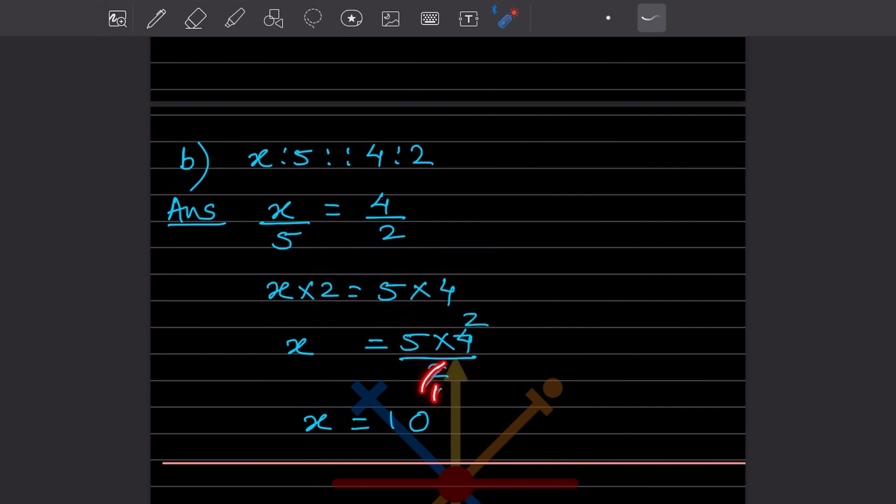So what will happen here? 2 ones are, 2 twos are 4, and 5 twos are 10. Or if you don't know this, to simplify this, what will you write here? 5 into 4 is 20, 20 by 2, that is going to be 10. Hope you got this one.